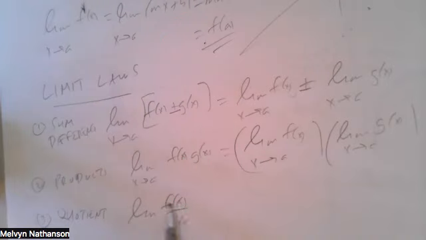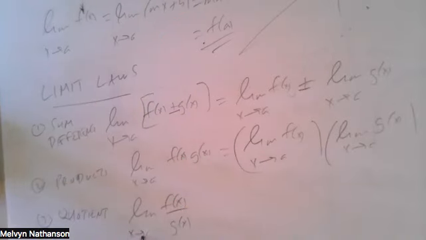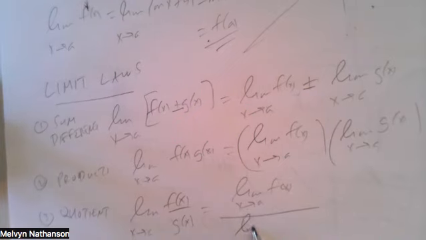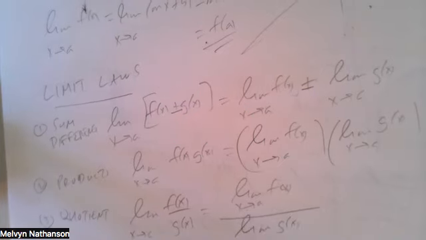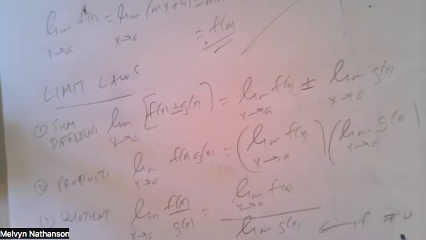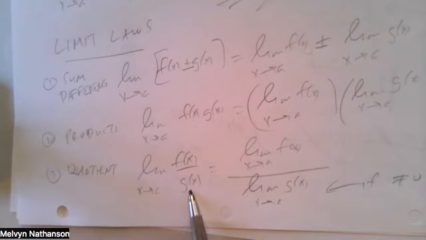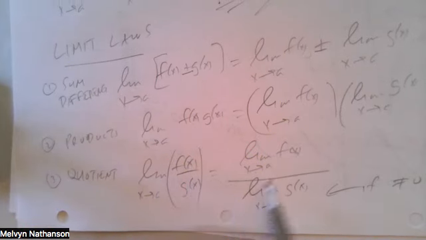If I take f of x divided by g of x as x approaches a, this is the limit of f of x as x approaches a divided by the limit of g of x as x approaches a, if this quotient is not zero. You can't divide by zero, but if the limit of g of x is not zero and the limit of f of x exists also, the limit of the quotient of two functions is the quotient of the limits.